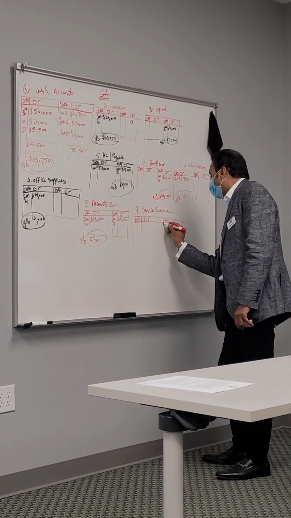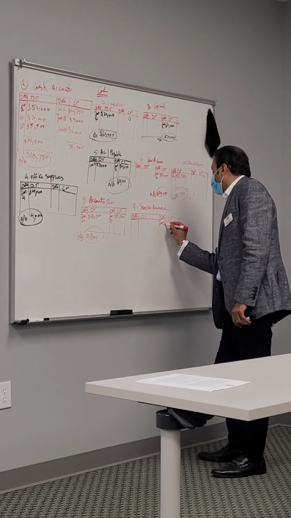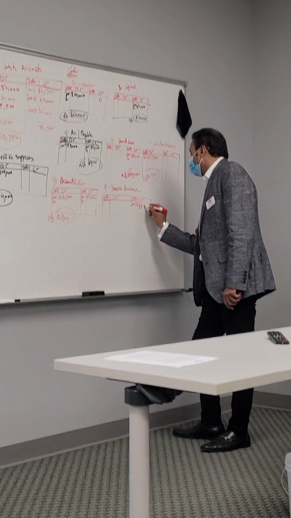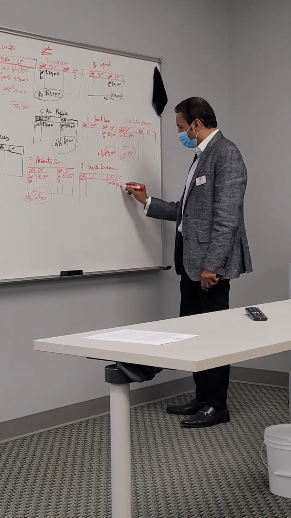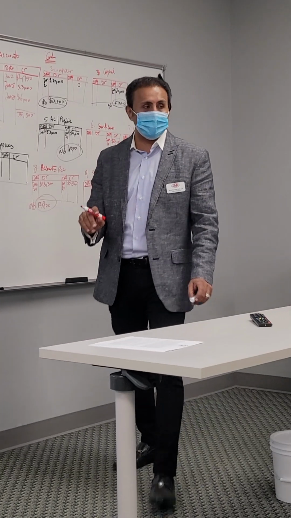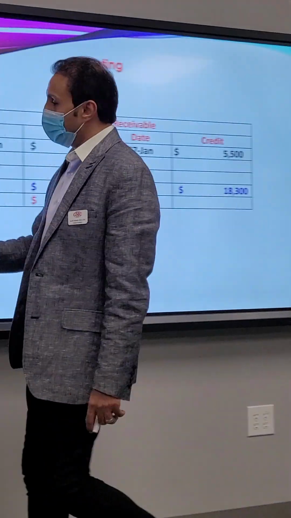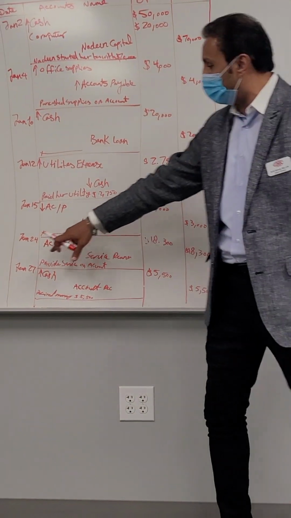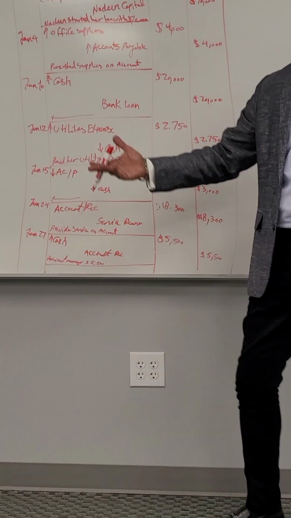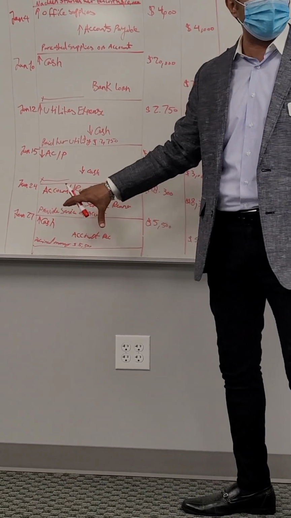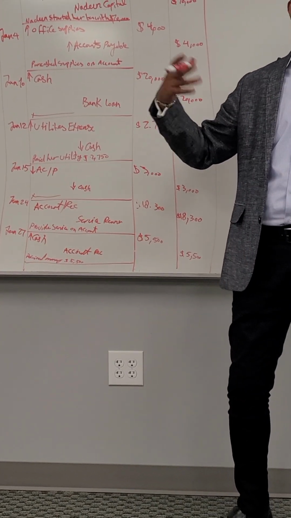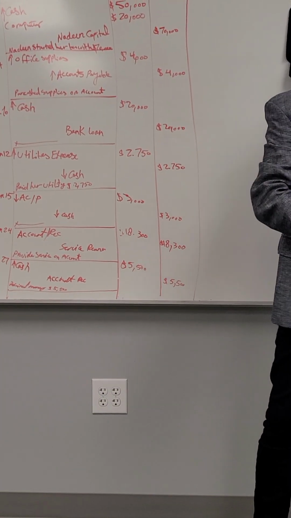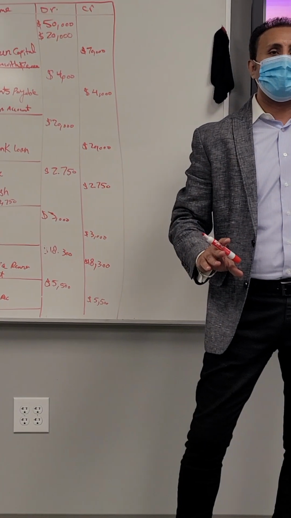24. So date Jan 24. How much? 18,300 in the credit side. So there is no additional service revenue that happened after Jan 24. You have to check again. If you find any service or sales revenue or any additional revenue that happened after this day, you have to post it also under the revenue.